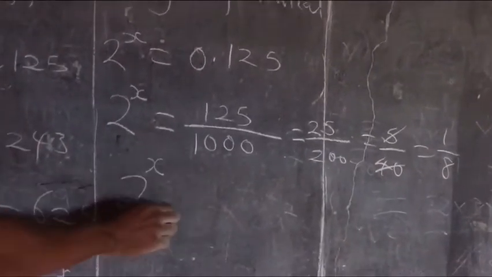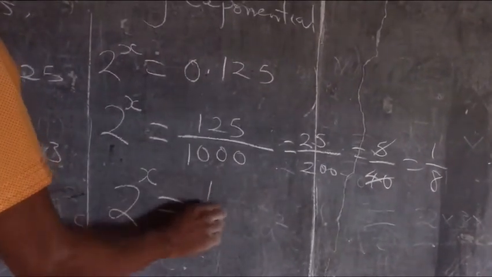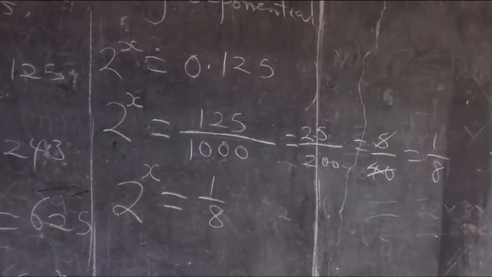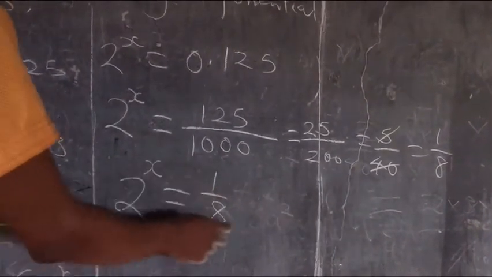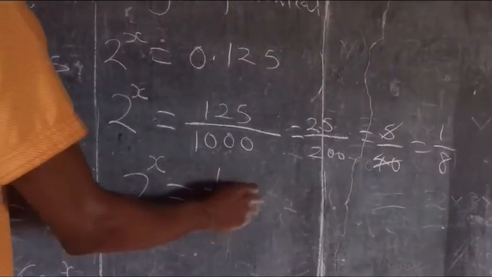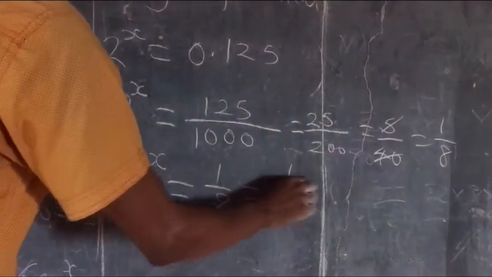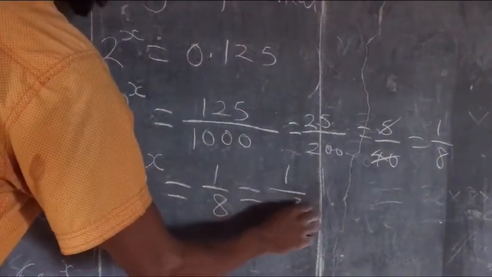raised to power this 1/8 like this. Cool? Now from our law of indices, if we get something like this, so we can say 1/2 raised to power 3 like this.